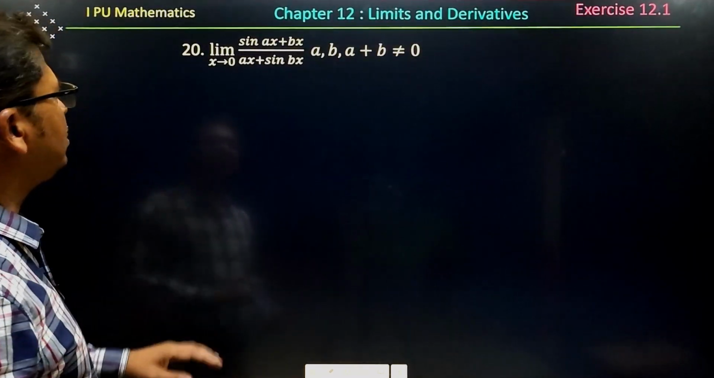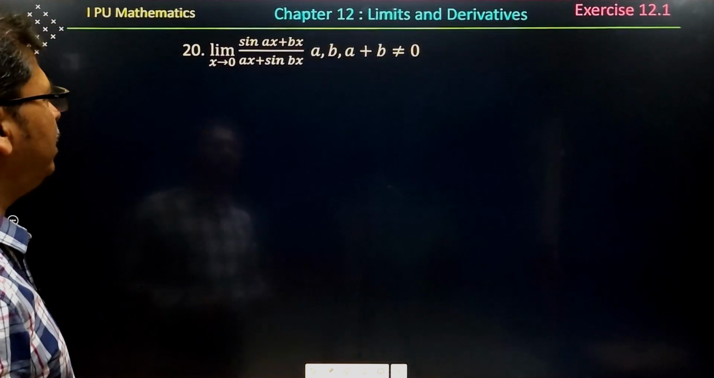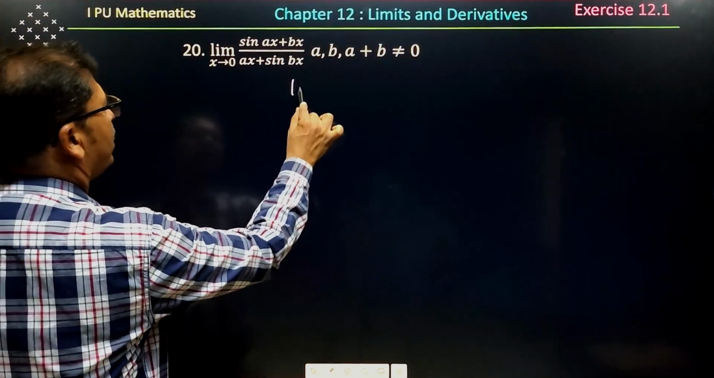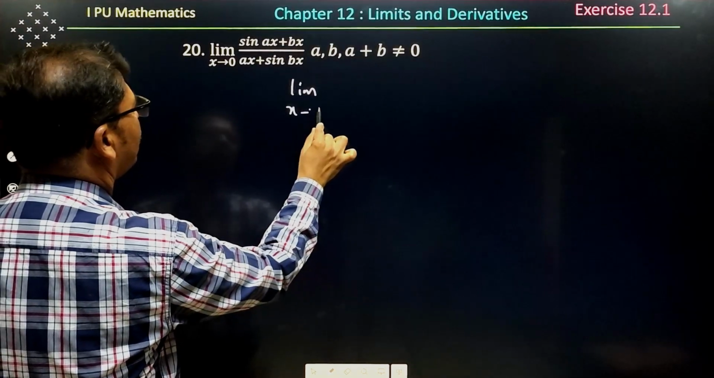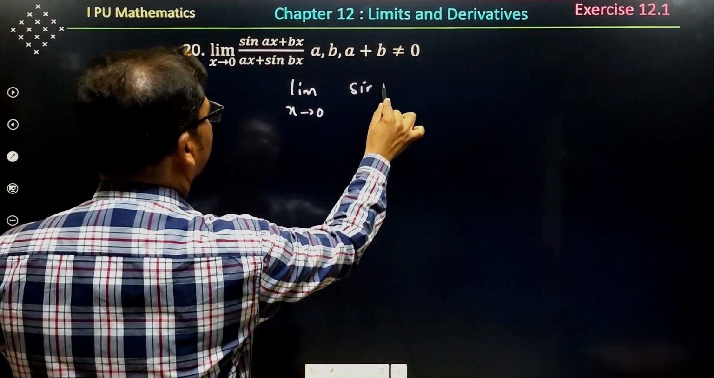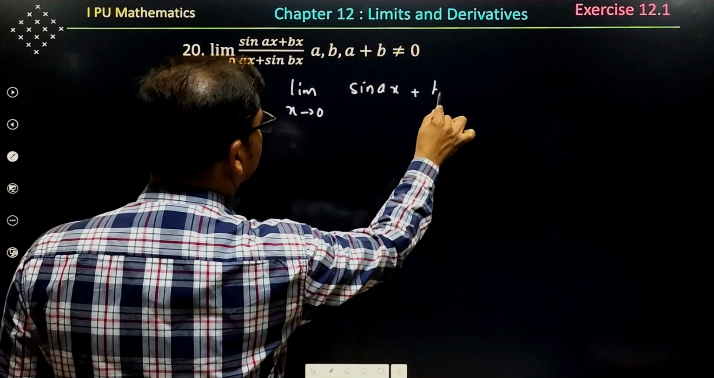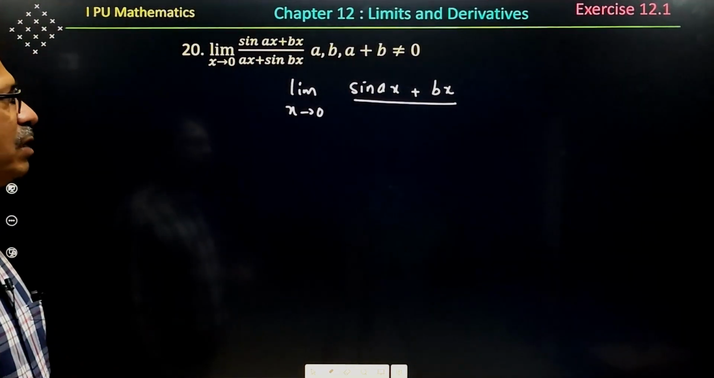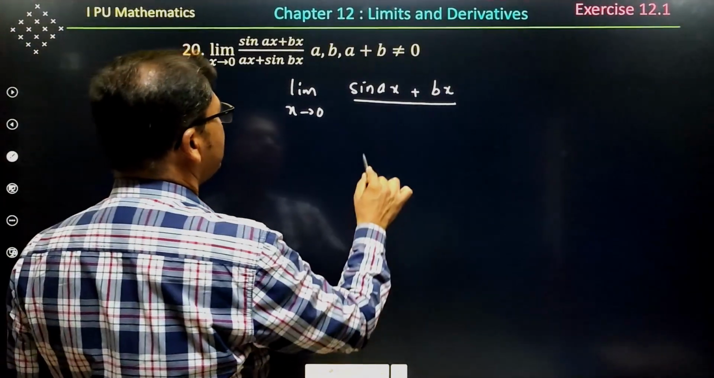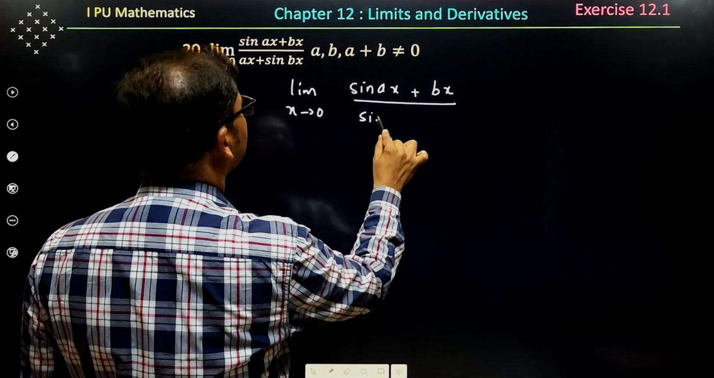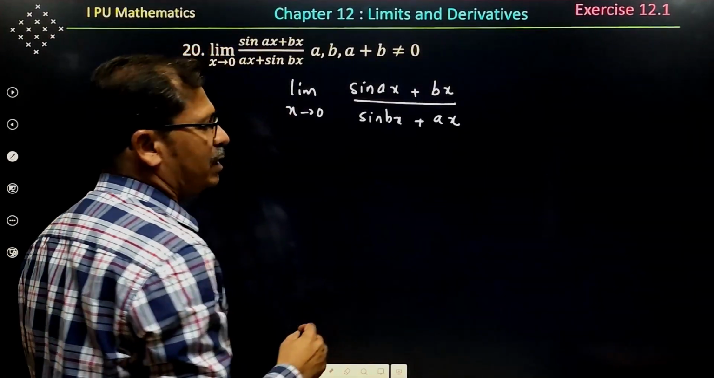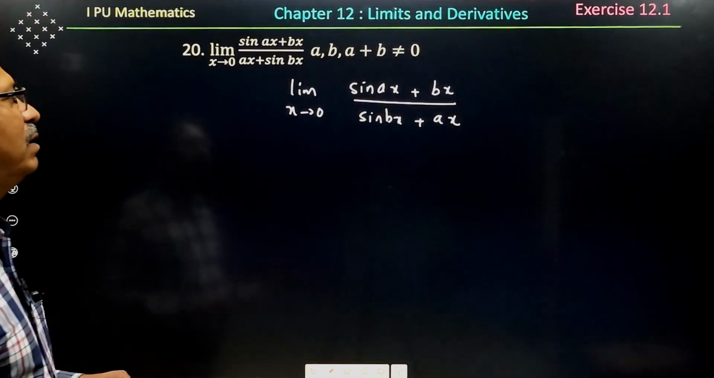Now let us move to the next question. A little bit lengthy, please concentrate here. This is the limit x tends to 0, sin(ax plus bx) whole divided by ax plus sin bx. Ax plus sin bx, I would like to write it as sin bx plus ax. Just rearrange the terms, exchange the terms.